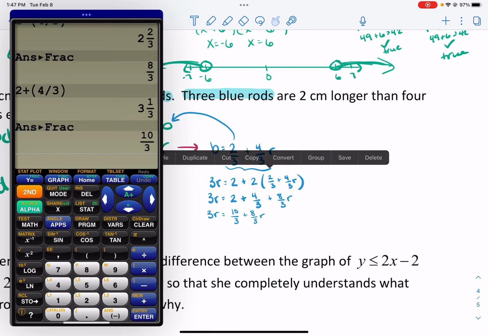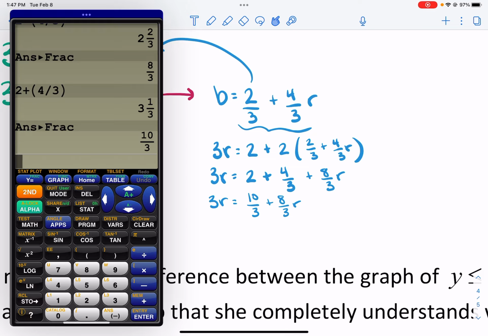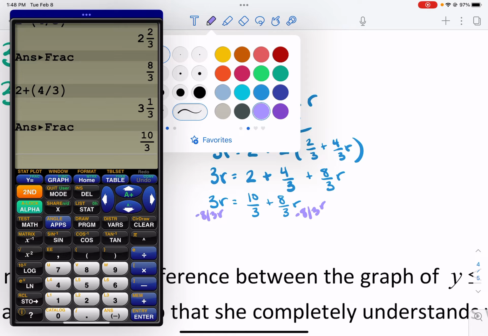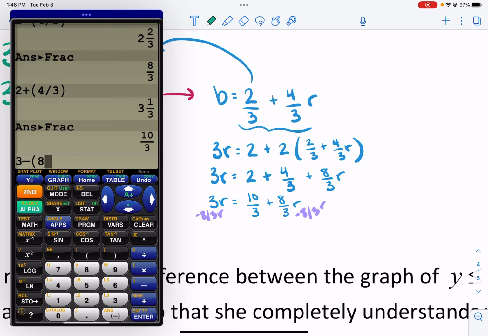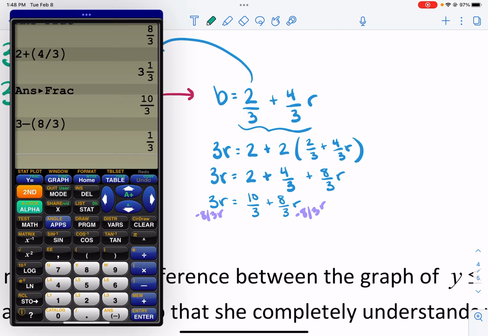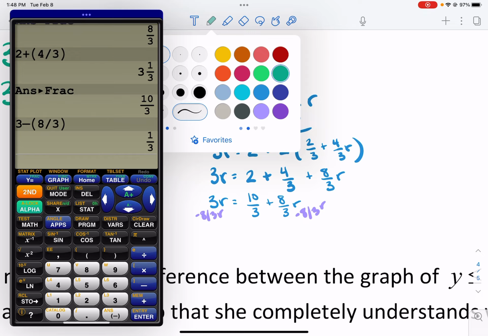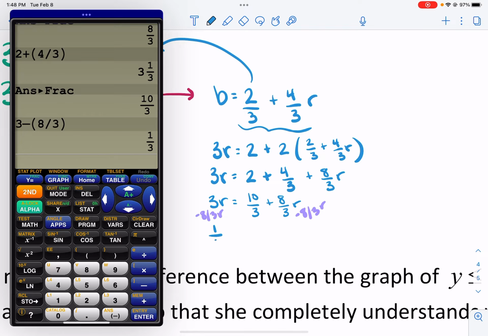A little smaller. All right, so now we're going to subtract the 8/3. Okay. So 3 minus 8/3 is 1/3. Oh, I was using blue. Equals 10/3. Times by 3 on each side. So r is equal to 10.